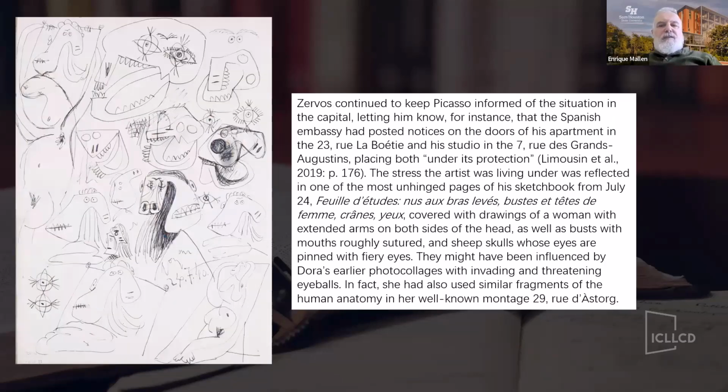Servos continued to keep Picasso informed of the situation in the capital, letting him know, for instance, that the Spanish embassy had posted notices on the doors of Picasso's apartment and his studio, placing both under its protection. The stress the artist was living under was reflected in one of the most unhinged pages of his sketchbook that we see here on the left-hand side. And you can see it's full of all kinds of skulls and so on. These might be influenced also by Dora's earlier photo collage and invading and threatening eyeballs we see throughout.